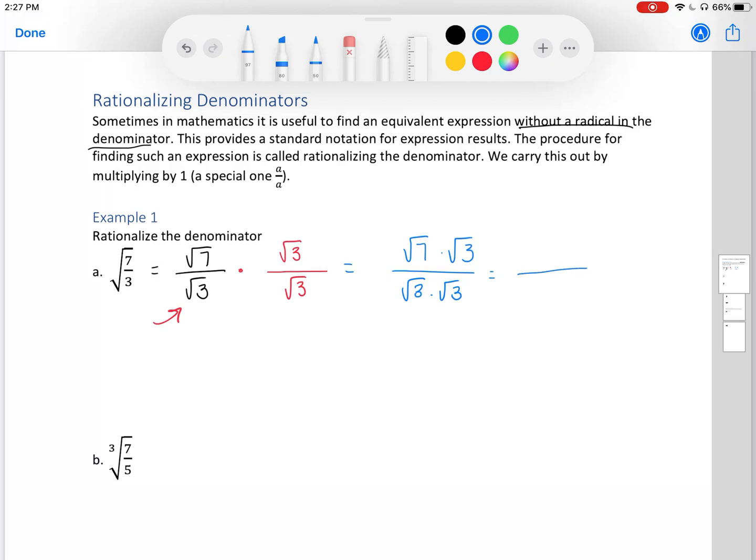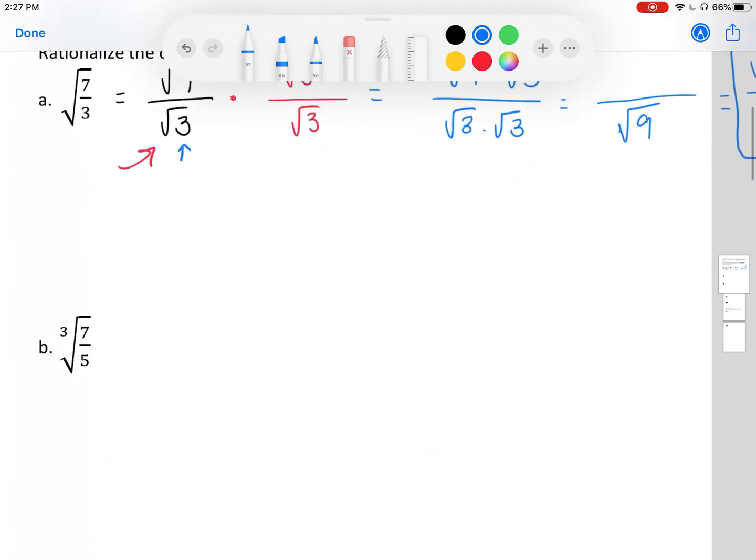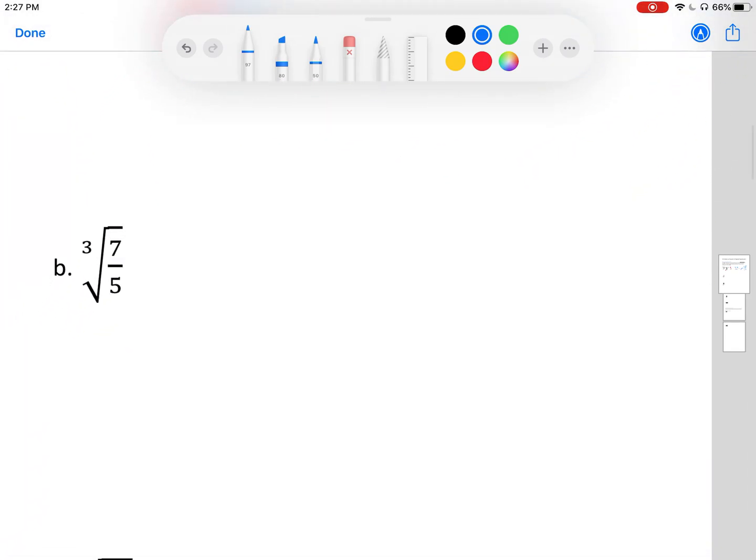Notice that square root of 3 times square root of 3 is square root of 9, which is 3. So it's technically the same number without the radical. And in the numerator, it doesn't matter really what we have. But in this case, we have square root of 21. Now for square roots, this is the only time we can blindly go in and say, oh, I want this number squared. But it's a bit more than that. So let's take a look at this next example.